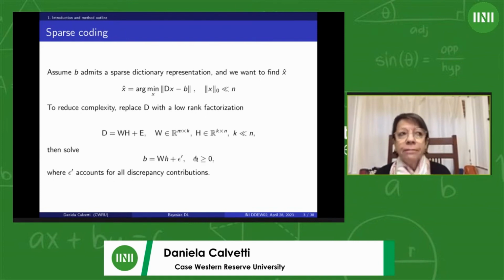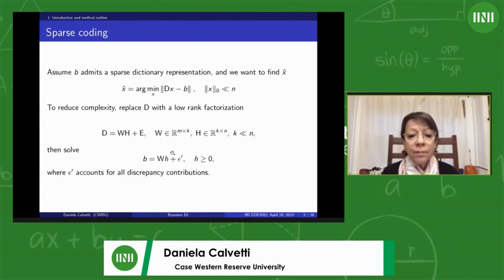Now, in order to give a physical meaning to the coefficients of H, I'm going to also require that H is non-negative. So all of the entries of H are going to be greater than or equal to 0. And in some cases, I can also require that the entries of W are greater than or equal to 0 or have other properties.